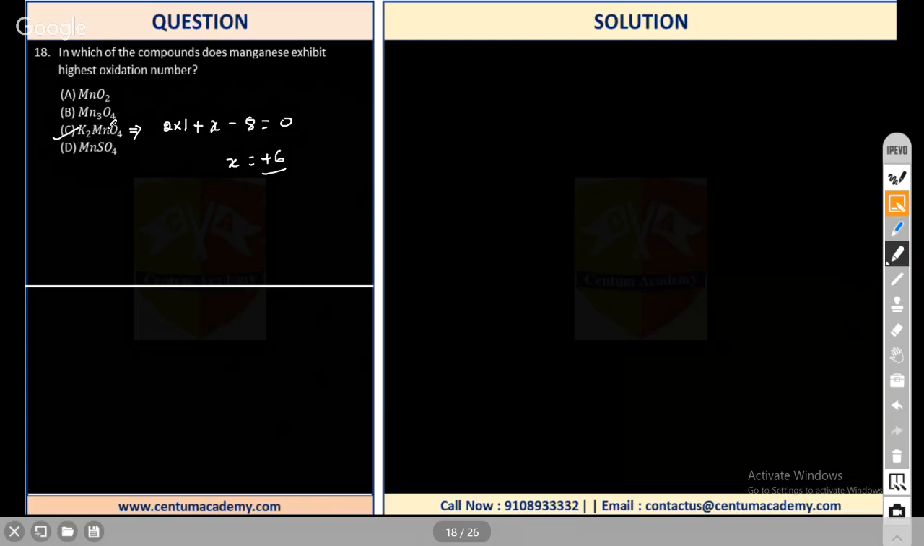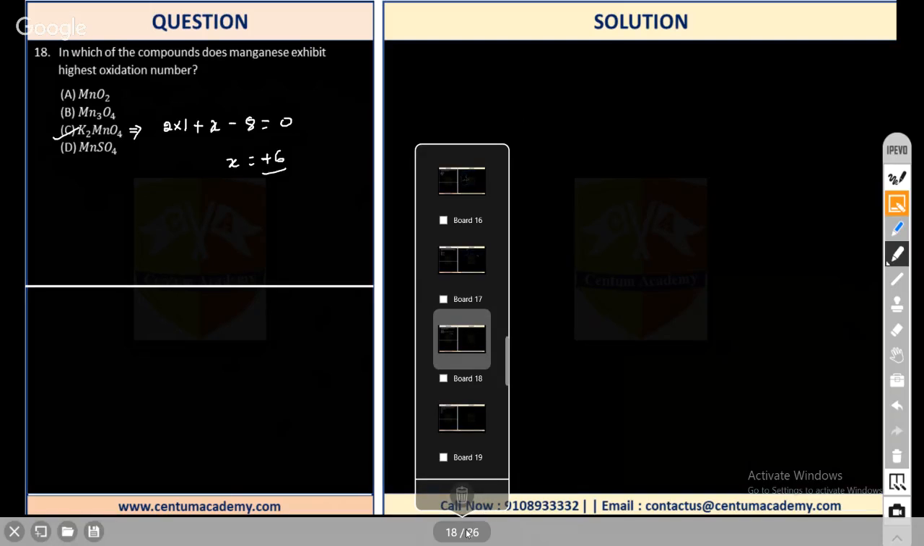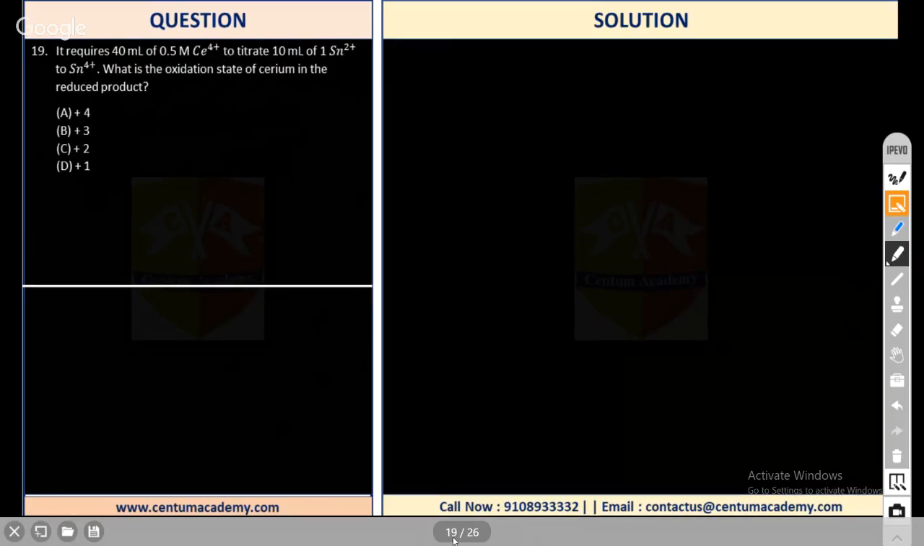Correct? In MnSO4 it will be plus 2. Here plus 8 by 3. Here plus 4. So the minimum value will be in MnSO4. Minimum value. This one you solve.